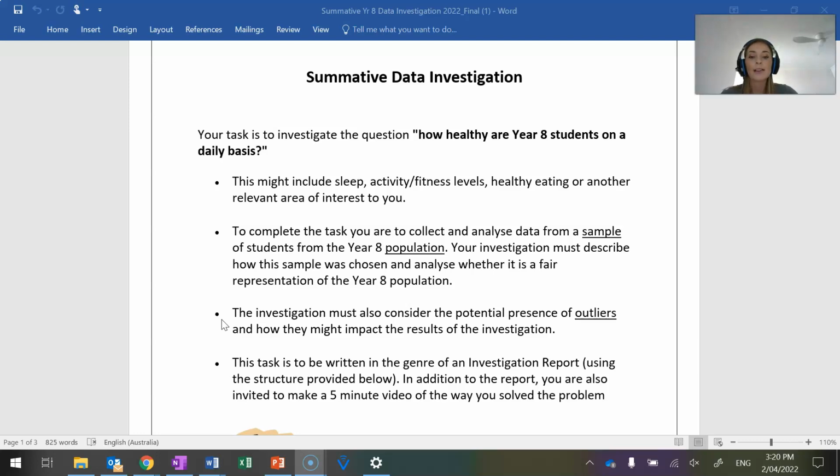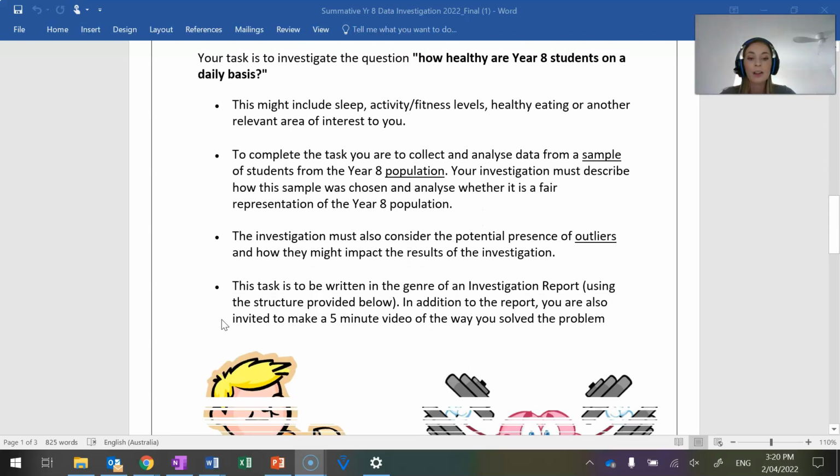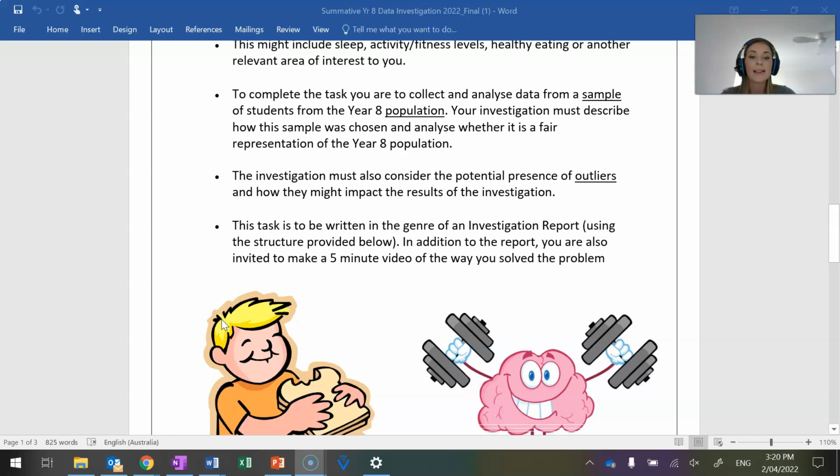Your investigation must describe how your sample was chosen, and then it needs to also analyse whether it is a fair representation of the Year 8 population. Within your assessment, you need to consider the potential presence of outliers and how these might impact the results of your investigation.